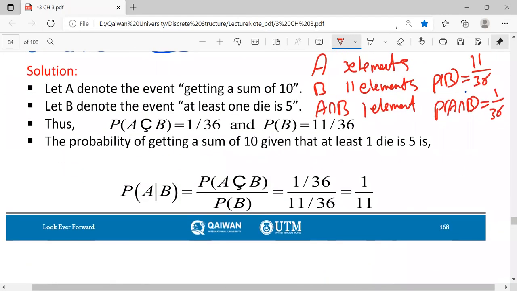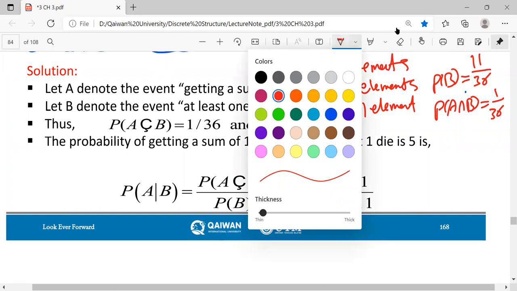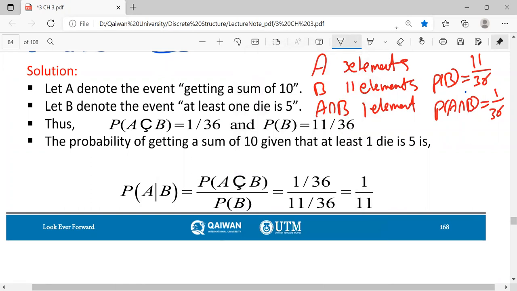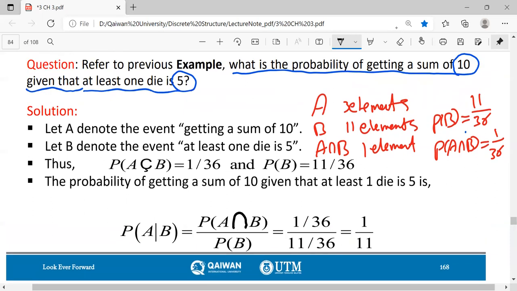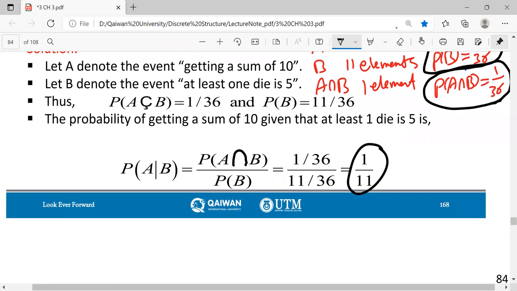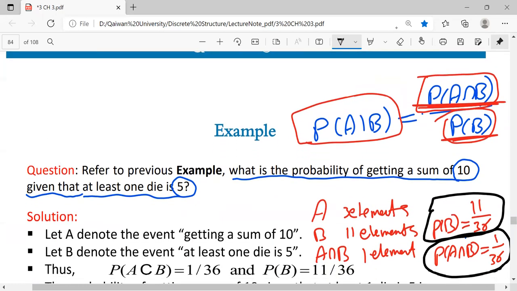It says, here, the probability of A given B is the probability of A intersection B. Let me clean this one. It's not, it's intersection. This is intersection. It's the probability of A intersection B divided by the probability of B. The probability of A intersection B is 1 over 36, divided by the probability of B, which is 11 over 36. We divide these, so we get 1 over 11. This is the probability of A given B, which means the probability of getting a sum of 10 given that at least one of them is 5. One of the dice is 5.